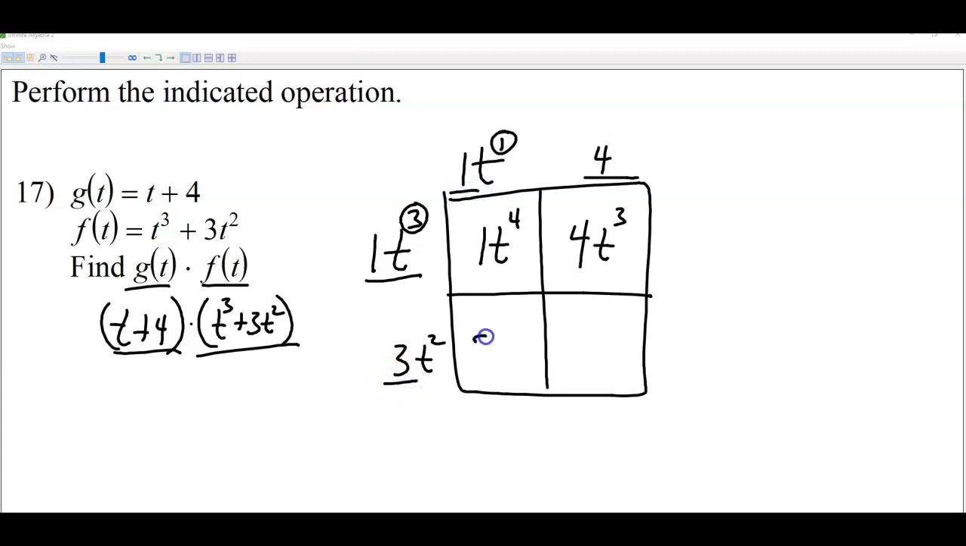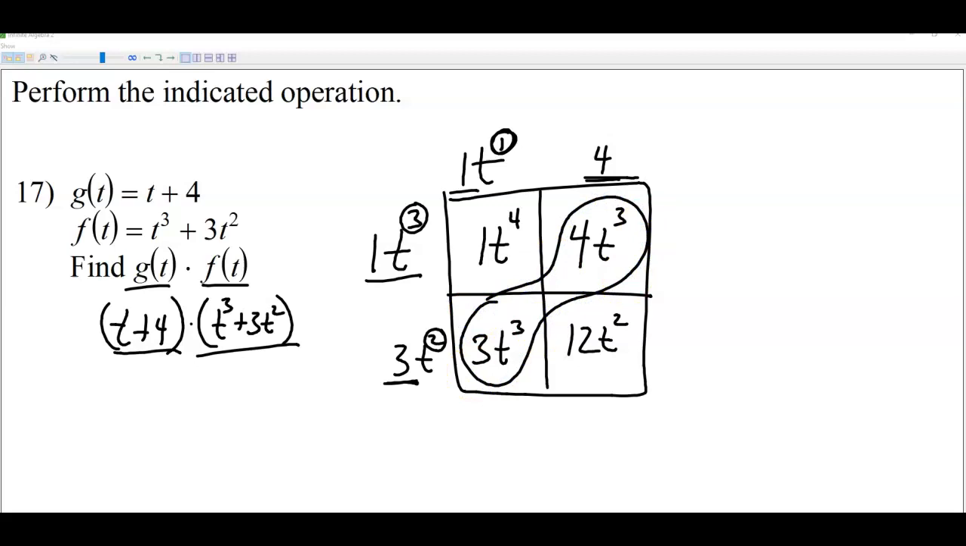3 times 1 is 3. And t squared times t to the first, but we add those exponents and we get t cubed. And then finally for the last one, 3 times 4 is 12. And then since the t squared has nothing to multiply with on the 4 there, it's just t squared. And then we have these two like terms here. We can add those together.